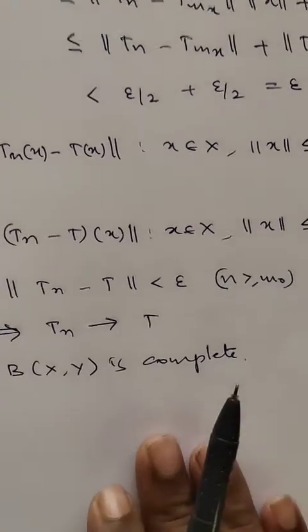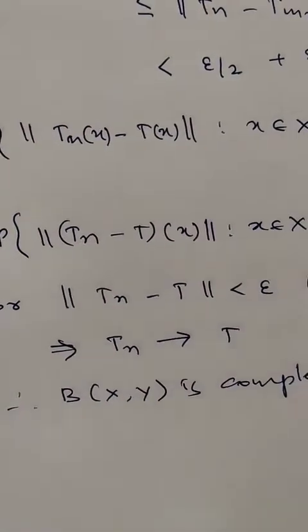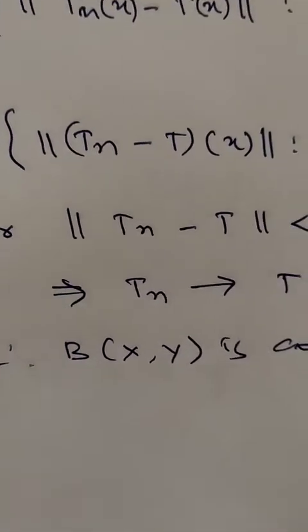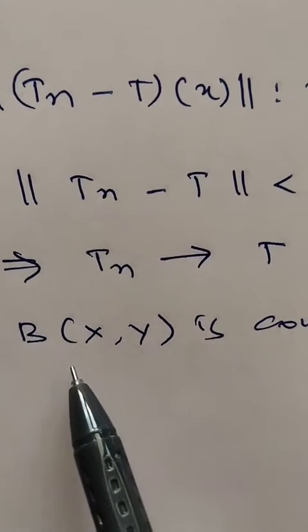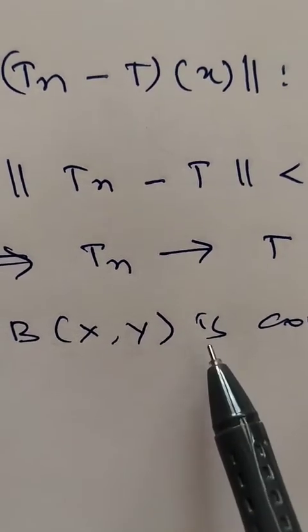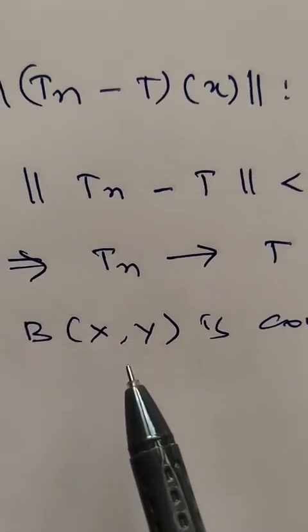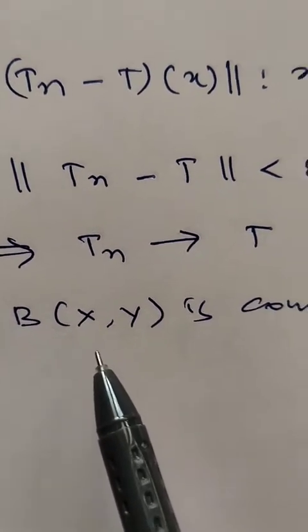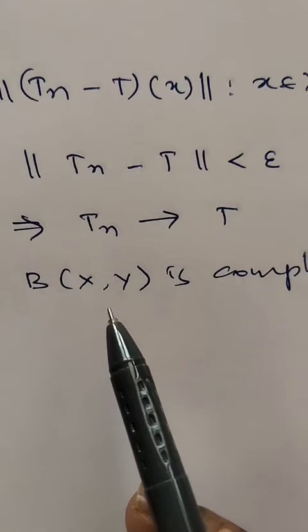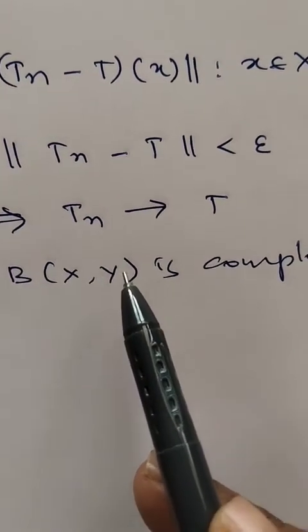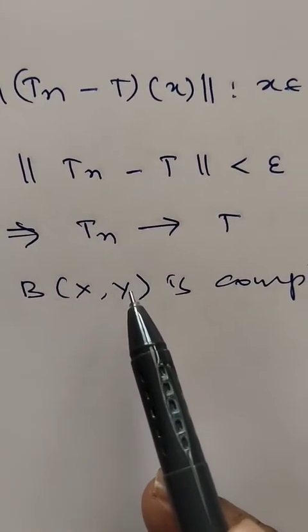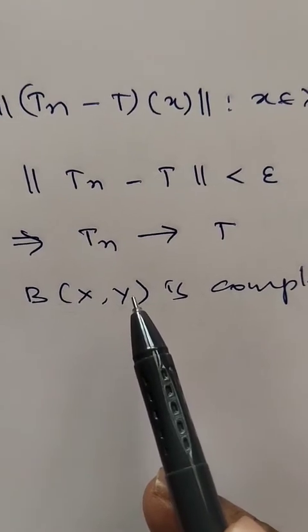Here we discuss that if B of X, Y denotes the set of all continuous linear transformations from X into Y, then B of X, Y is itself a normed linear space, and moreover B of X, Y is a Banach space, that is, B of X, Y is complete if Y is complete. This is the important theorem.